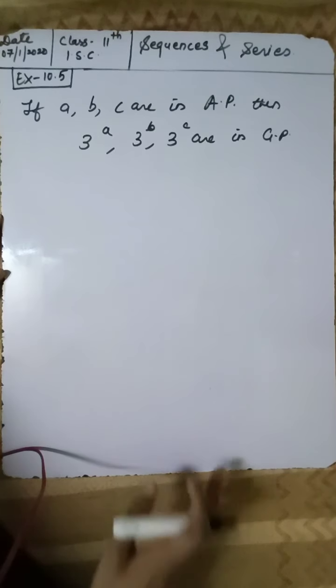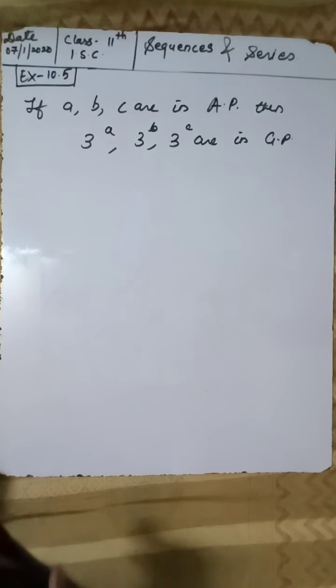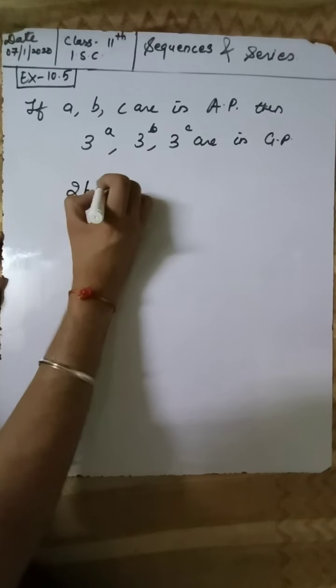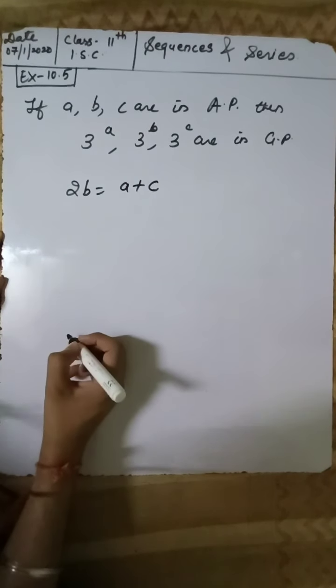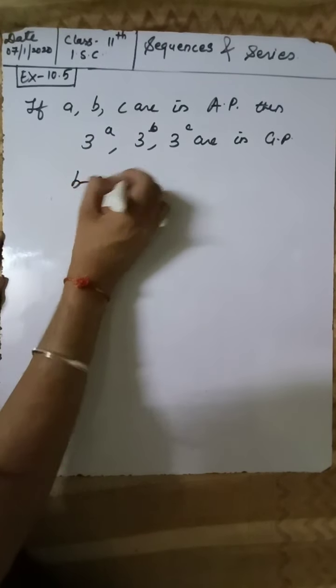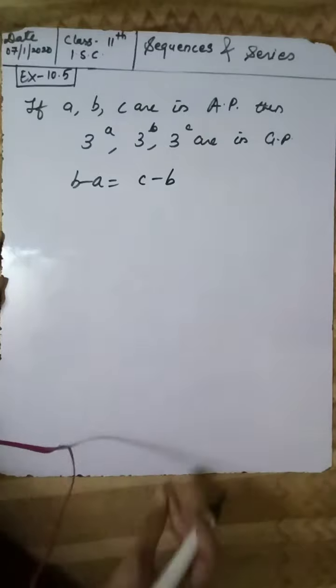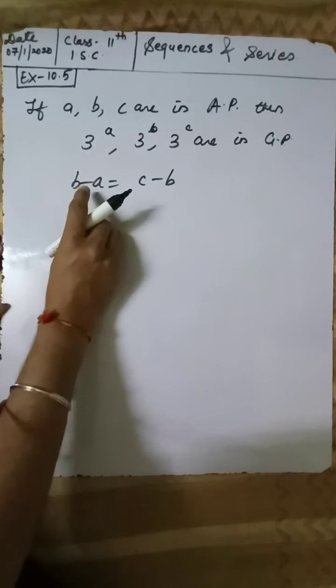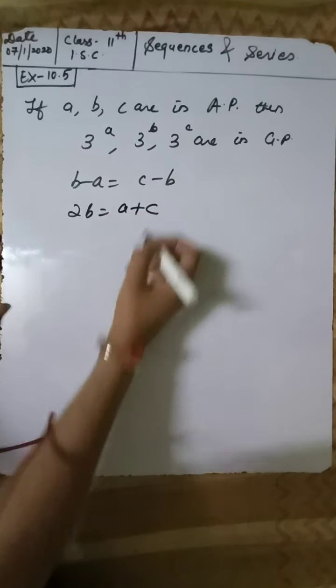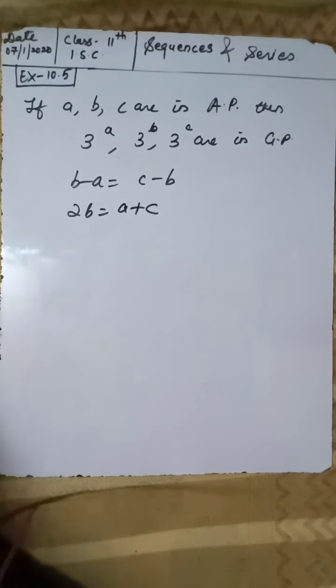Okay. Now the next question you have is, if a, b, c are in AP, not GP, AP, then 3 to the power a, 3 to the power b, 3 to the power c are in GP. This we have to prove. If a, b, c are in AP, then we can write 2b is equal to a plus c. How am I writing this? Because b minus a is equal to c minus b. We know this thing. Take minus of b here and negative a that side, so b plus b will be 2b and a that side, so that is how I have written 2b equal to a plus c.